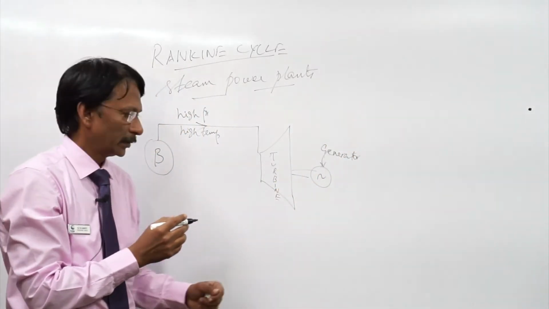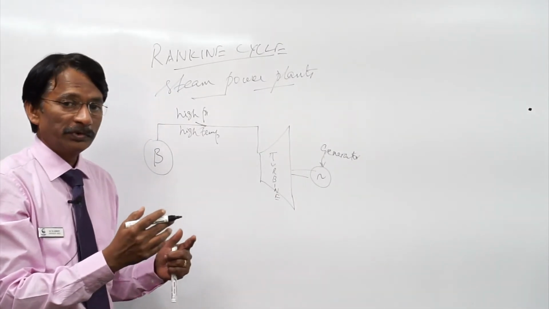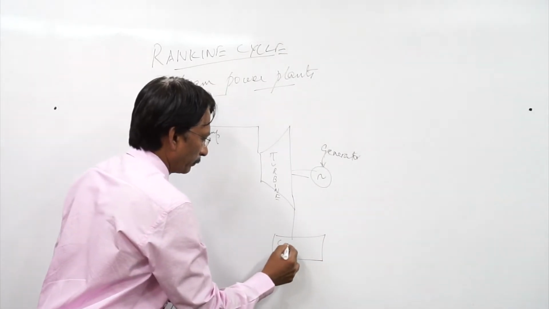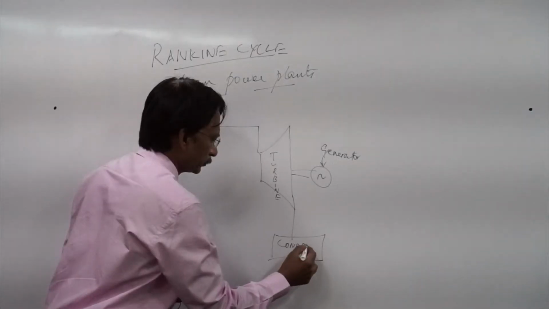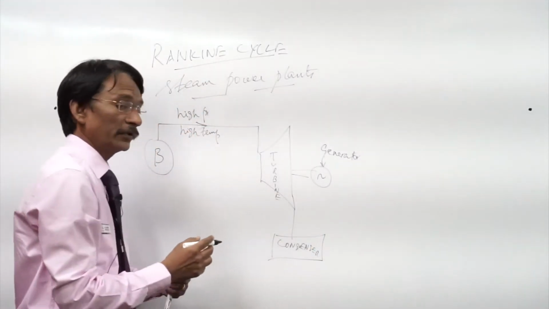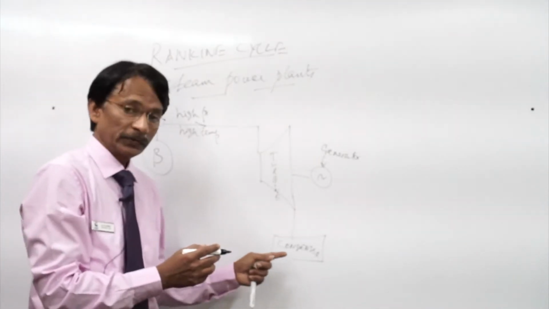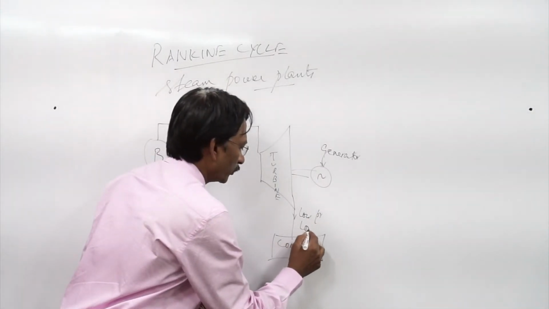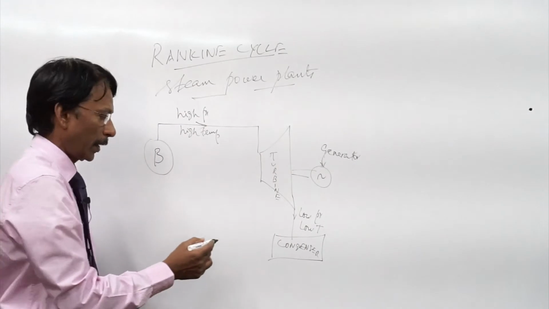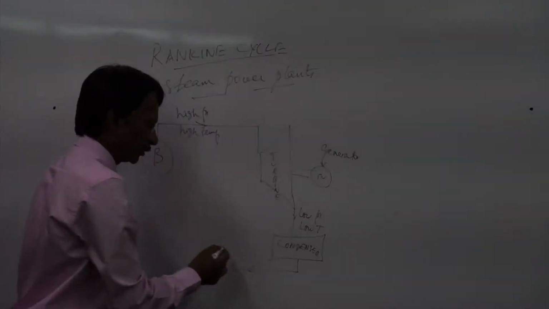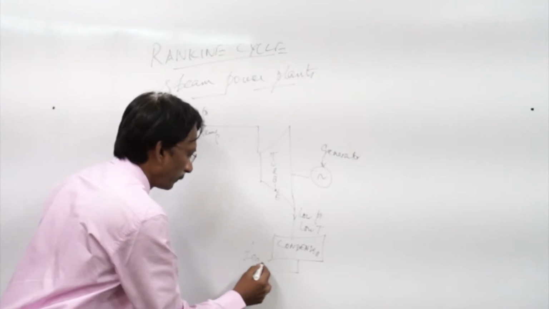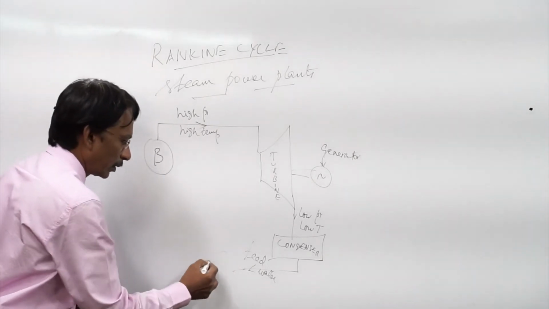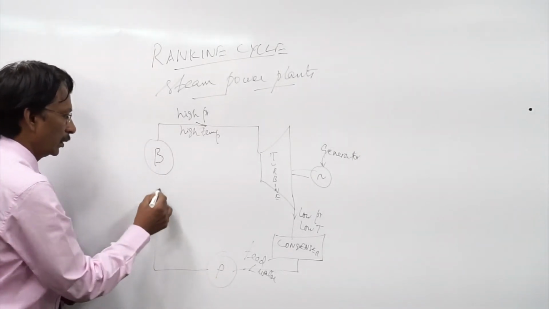Electricity gets generated, and what happens to steam which has lost its energy? That is taken to a condenser. Condenser is a device which condenses the low pressure, low temperature steam into water, and we call it the feed water, because the feed water gets pumped back to the boiler.